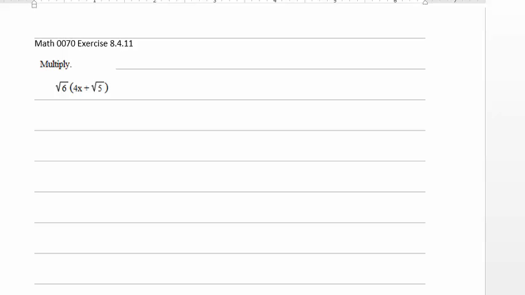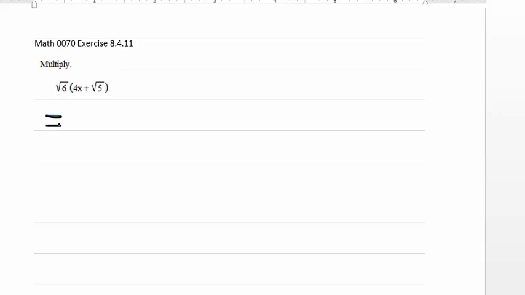Let's take a look at exercise 11 from section 8.4. Here we want to multiply a radical with one term times a radical expression with two terms. And we're basically going to use the distributive property.